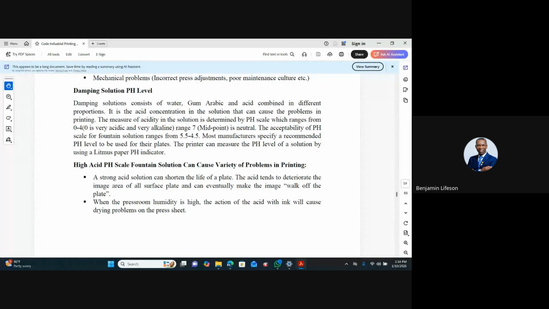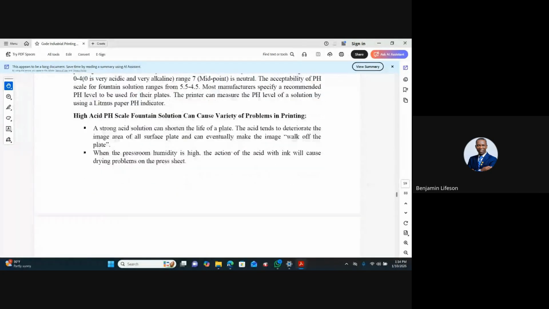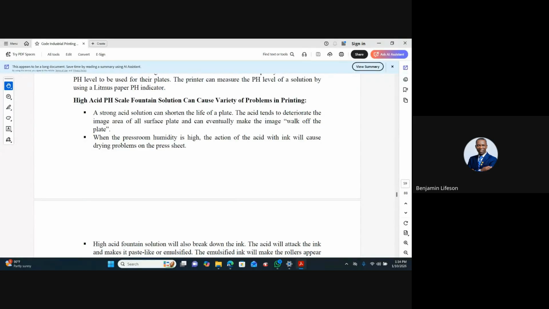So let's look at high acidic pH. Fountain solution can cause what? What can it cause if it is high? If the acidic solution is very high, what would be the problem that it could cause you?